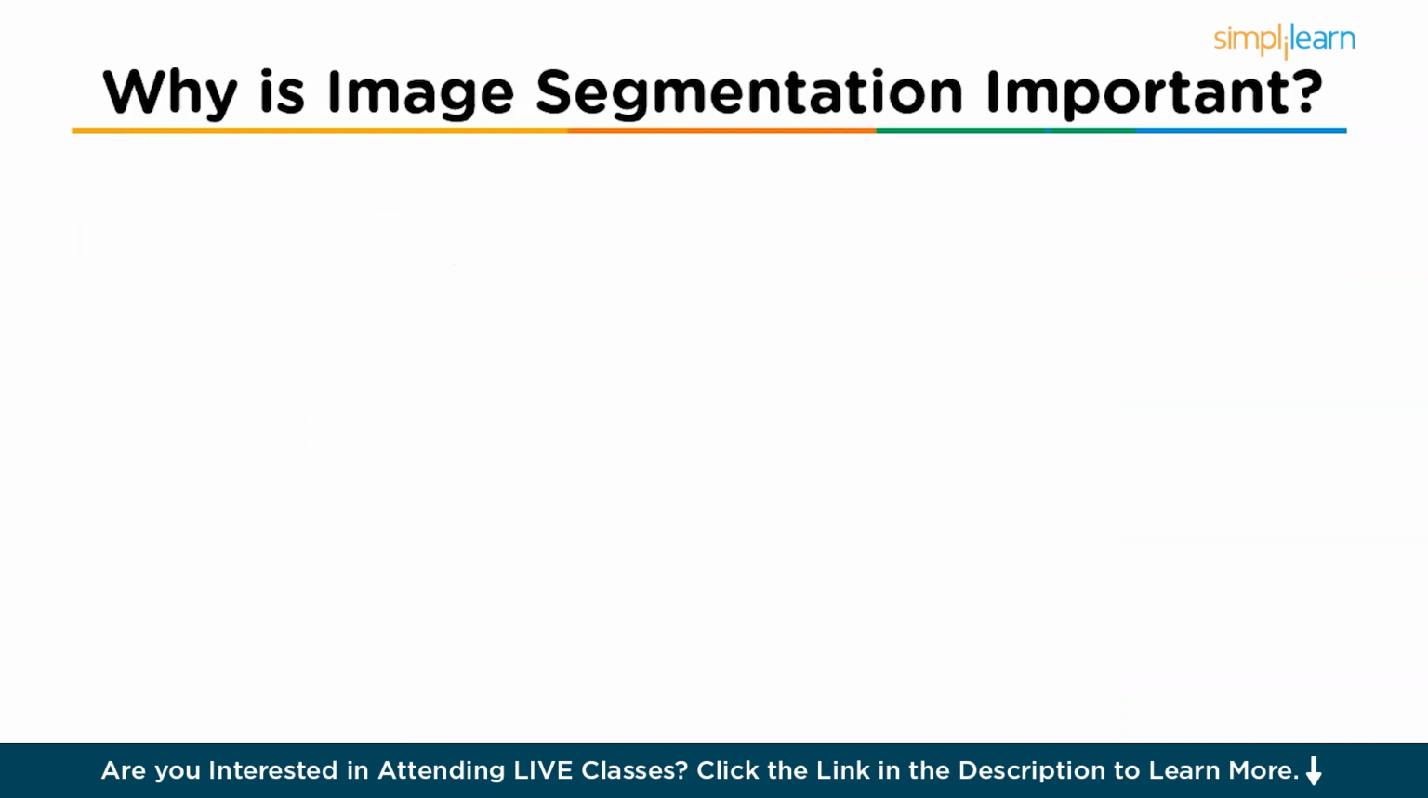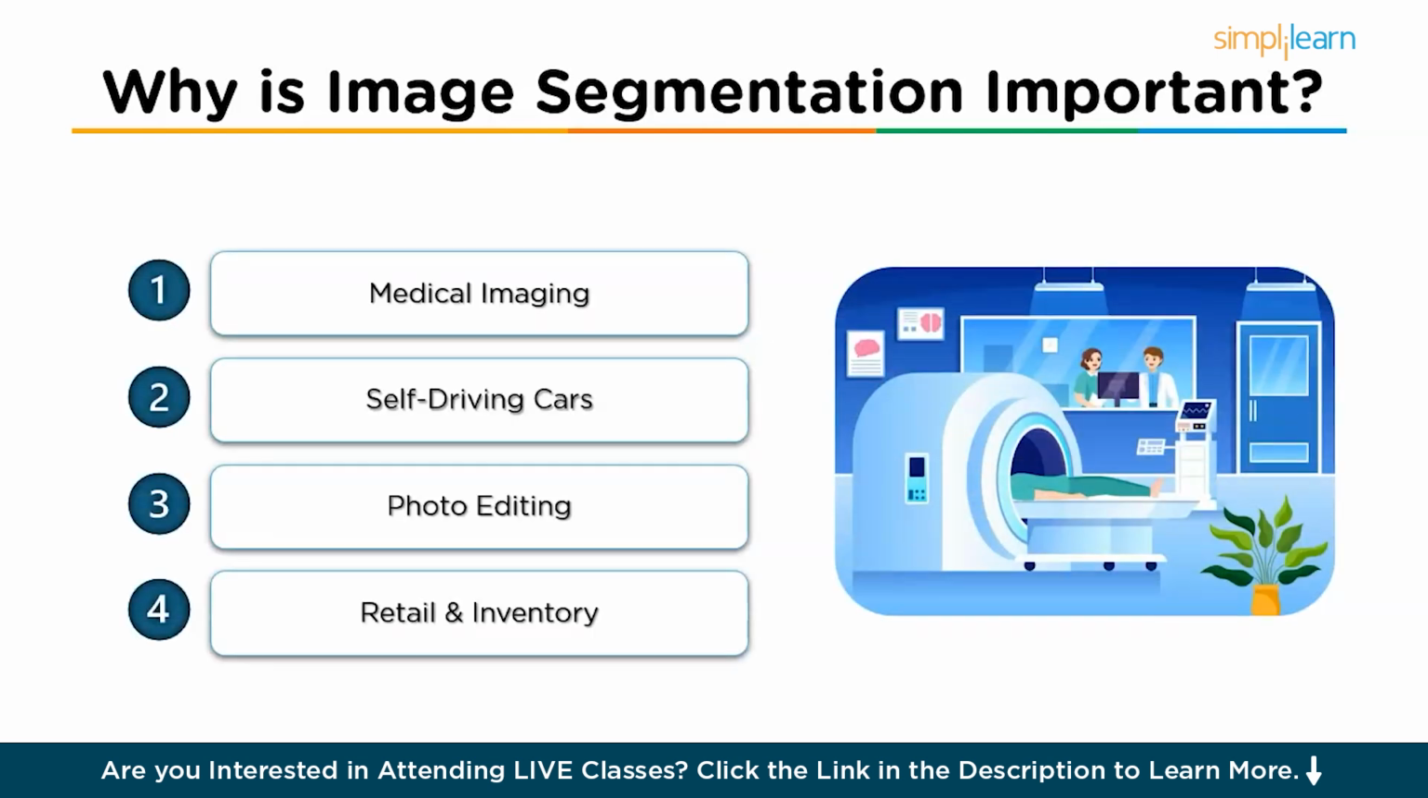So why is image segmentation important? This technique is super useful in AI applications because it helps computers understand not just where objects are, but exactly what part of the image they occupy. So it is helpful in medical imaging where it can detect tumors in MRI scans by segmenting them from healthy tissues.